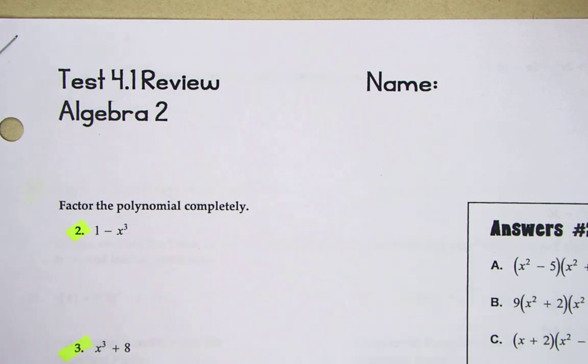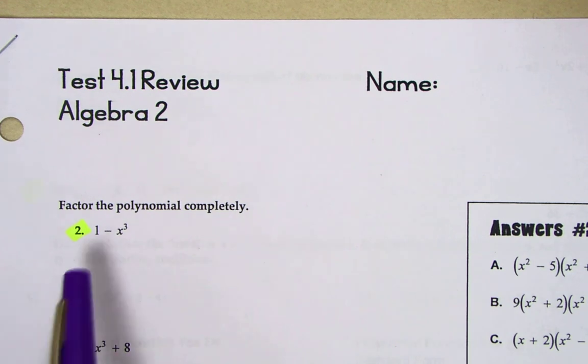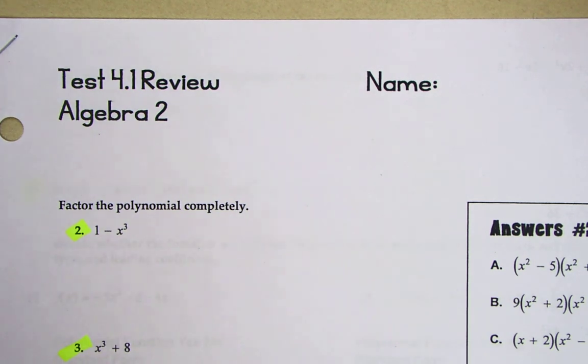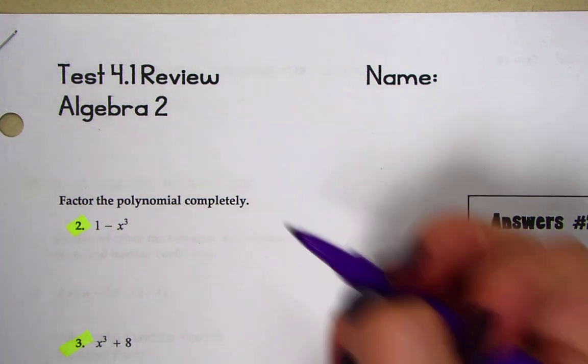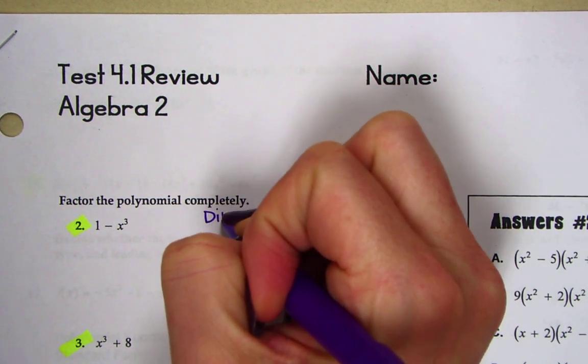The first one I want to go over is number 2, right? It's 1 minus x cubed, okay? It's 2 terms. It's a difference, okay? And if you notice, 1 is a cube and x cubed is a cube. So this is a difference of cubes.